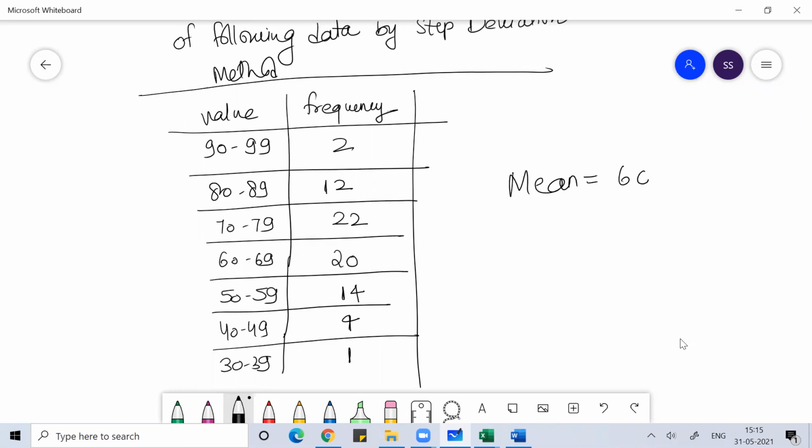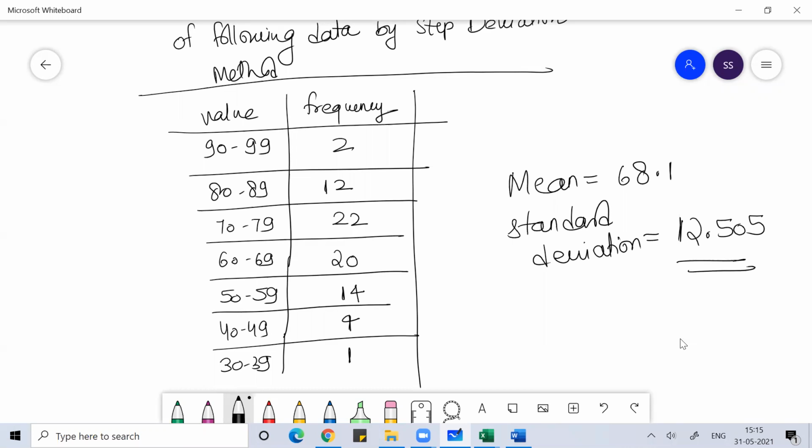The answer you'll get is mean as 68.1 and the standard deviation will be around 12.505. You can try this problem. This will be assignment for you. And solve it by assume mean method also.